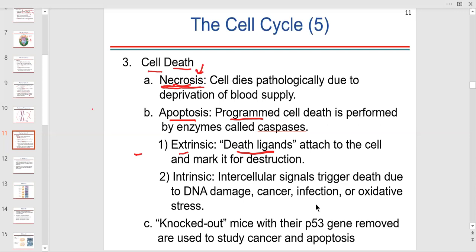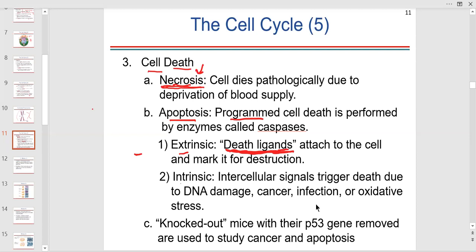So death ligands. This sounds really scary. That's something that's going to hit into a receptor that's made for that death ligand, and mark it for destruction. So that sounds immune, doesn't it? Like a ligand-mediated phagocytosis or something, right? So that's what a death ligand means. If the death ligand is not part of your body, that's big trouble.